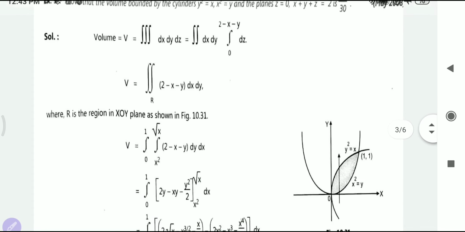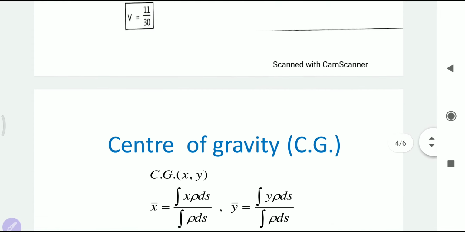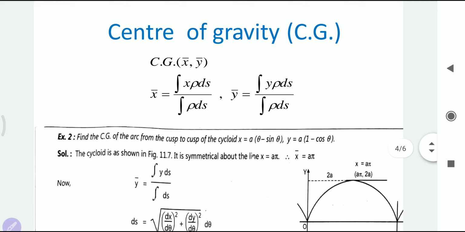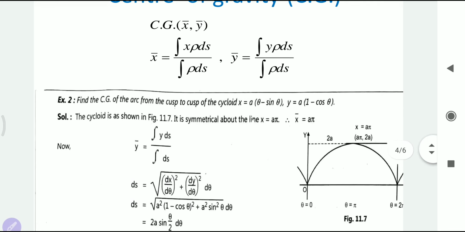Then the next application is again an application of double integration. So with the help of double integration we can find out the center of gravity. Even we can find out center of gravity of solid also. There we are going to require triple integration. So generally the center of gravity is denoted by x bar comma y bar. So center of gravity is the point where it balances the curve.